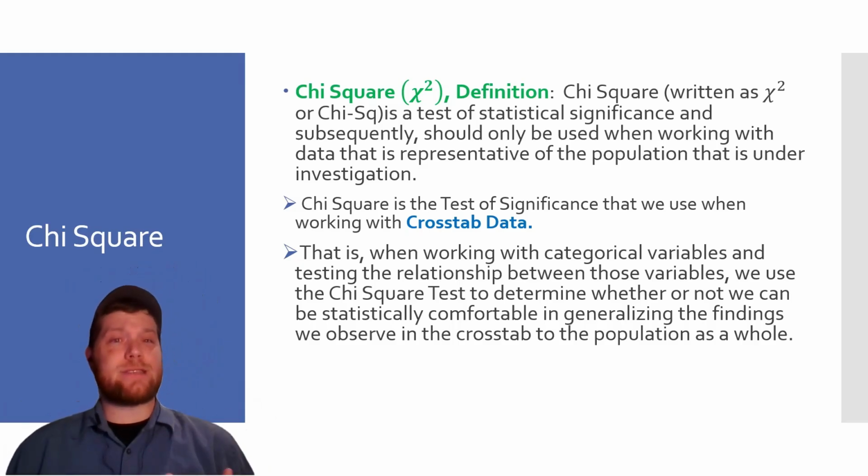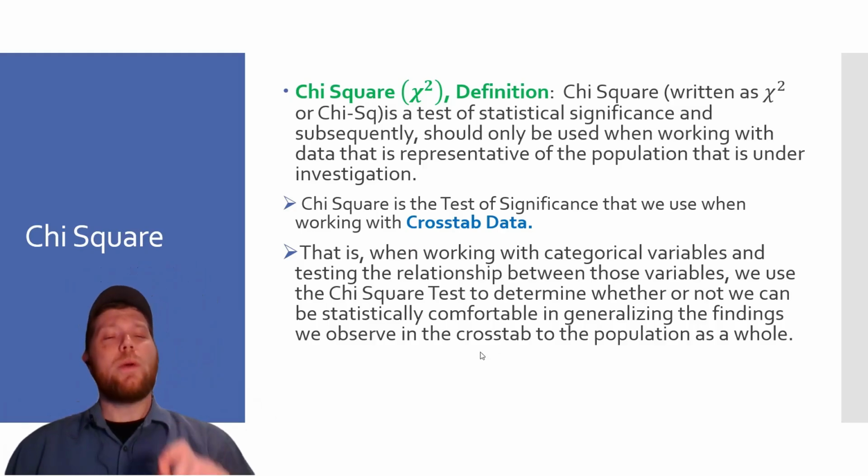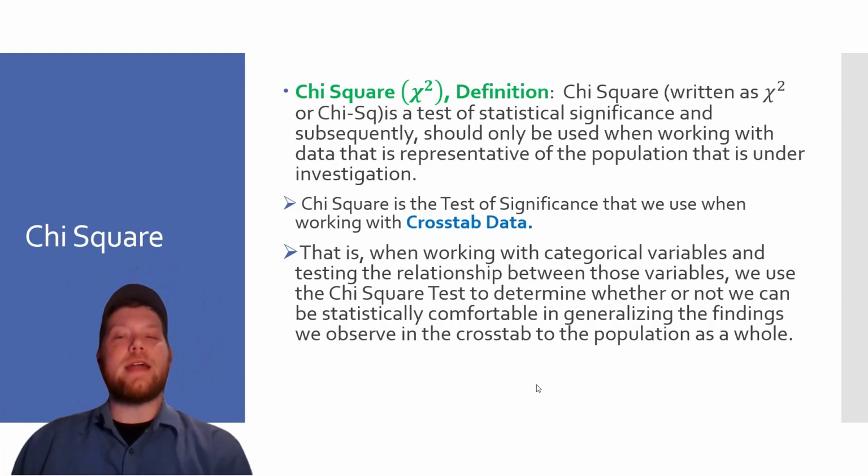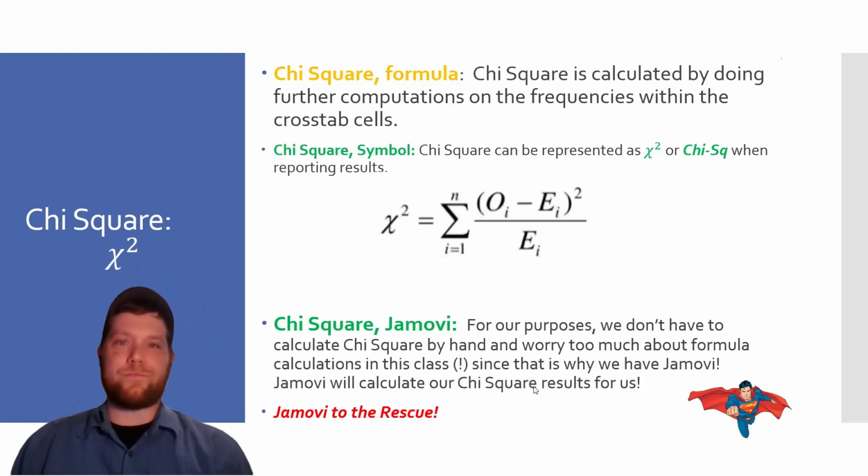It's a test of statistical significance that subsequently should only be used when working with data that's representative of a population that's under investigation. Chi-square is a test of significance that we use when working with crosstab data. And when we're working with categorical data and testing the relationship between these variables, we can use the chi-square test to determine whether or not we can be statistically comfortable in generalizing the findings we observed in the crosstab to the population as a whole.